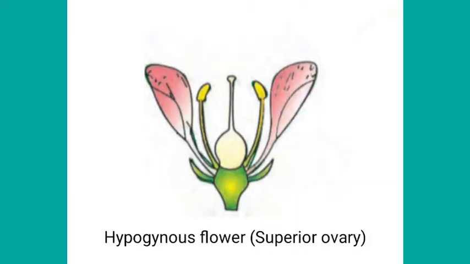Let's see the diagrammatic representation of hypogynous flower with superior ovary. See in the picture, the ovary is at the top. The remaining parts like calyx, sepals, corolla, petals, androecium, stamens are present below it, which means the ovary is on top. That's why it is called superior ovary. This type of flowers are called hypogynous flowers.